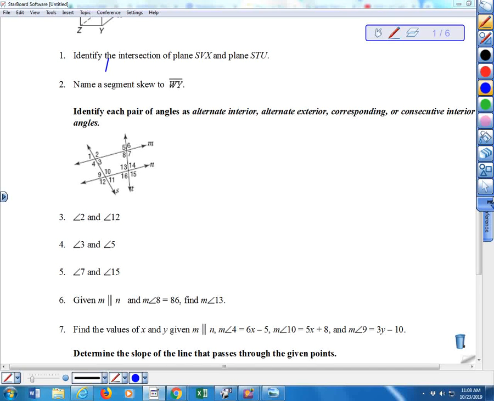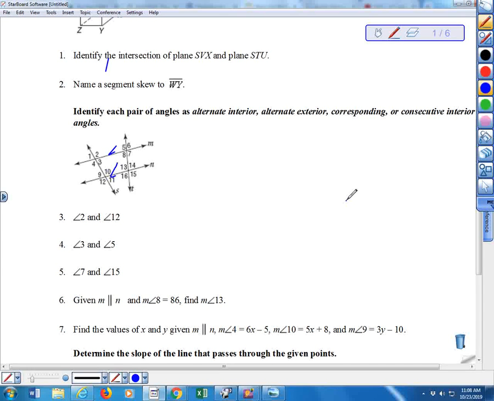Okay, given M and N are parallel, and angle 8 is 86, what's angle 13? 94. Yeah, they're consecutive interior. So they're supplementary. 94.